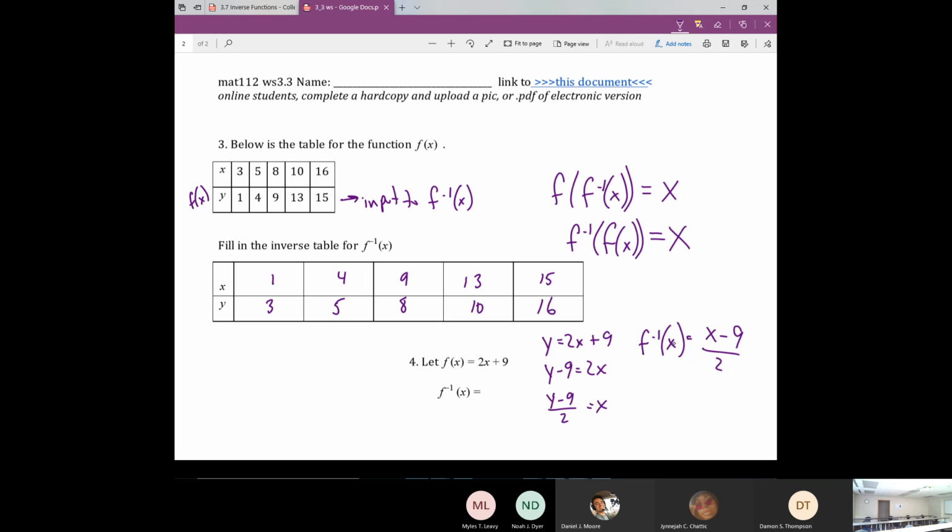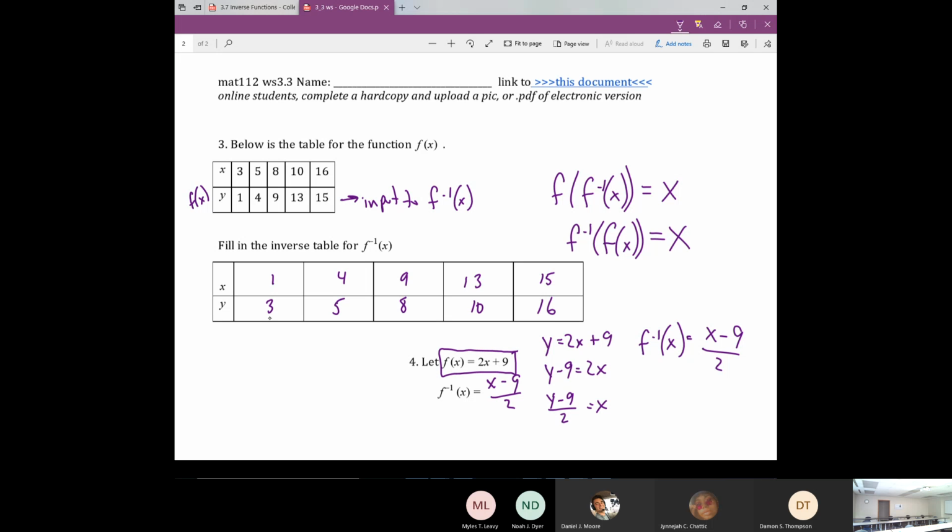Okay, so whenever I have an input, I do this to it: subtract 9 from it and divide by 2. That is f inverse given f is this. So the answer here would be x minus 9 divided by 2.